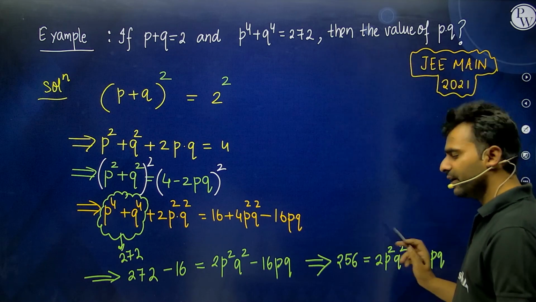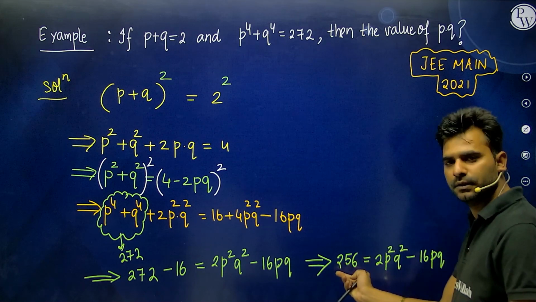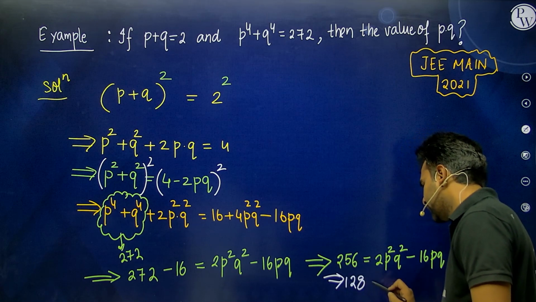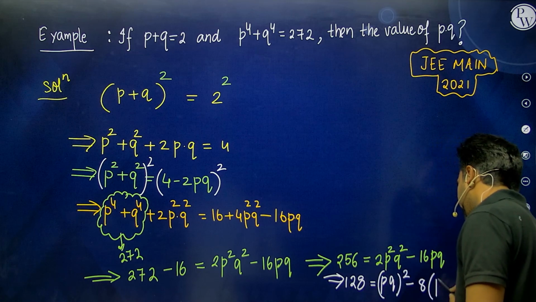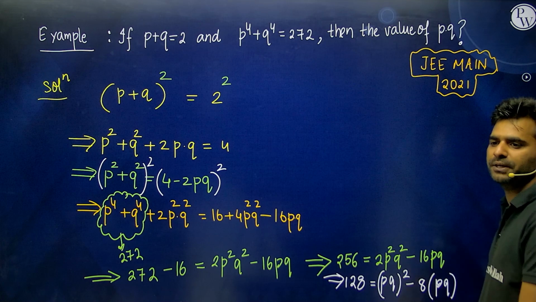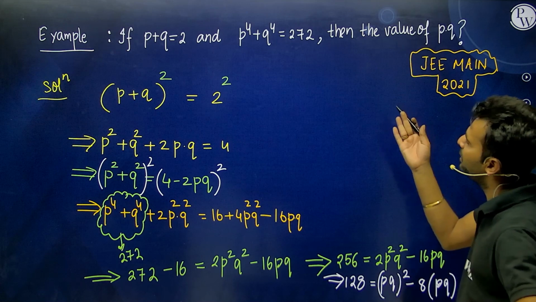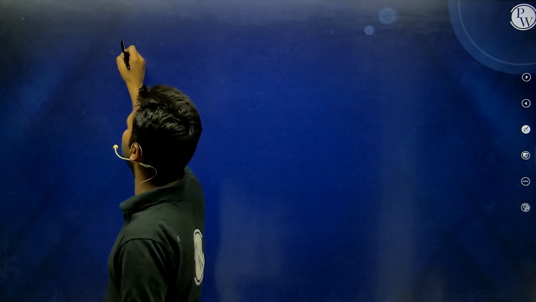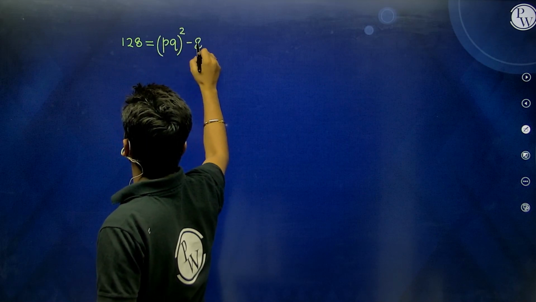Okay, can we cut 2 on both the sides, or take this 2 common and send it below this 256? The moment we do that, it will become 128, and this will become (p into q) whole square, and this will become 8 times p into q. Can you solve this equation to get the value of p times q, everyone? Try to solve it and tell me the answer. So what I have with me is 128 is equal to (p times q) whole square minus 8 times p into q.